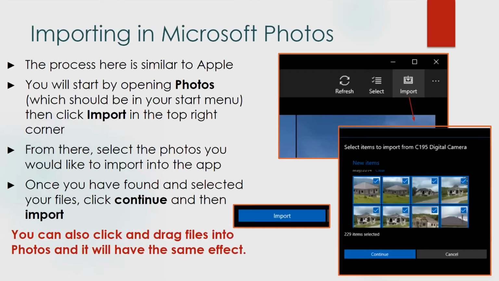And finally, importing in Microsoft Photos. The process here is similar to Apple. You will start by opening Photos, which should be in your Start menu. Then click Import in the top right corner, and the images are shown on the right. From there, select the photos you would like to import into the app. Once you have found and selected your files, click Continue, and then Import.